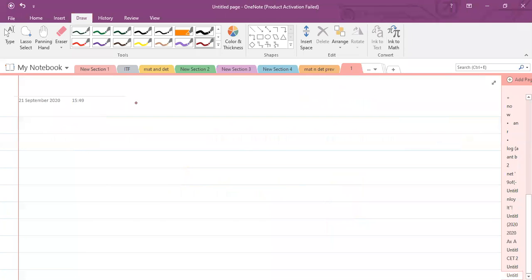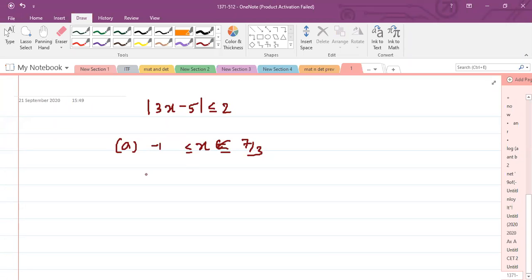The question is modulus of 3x minus 5 less than or equal to 2. Then the options are: x belongs to, less than or equal to condition is there, minus 1 to 7 by 3. Option B. Try to solve this problem.